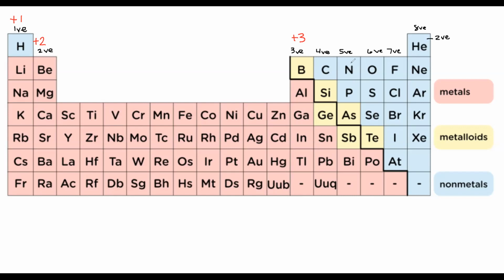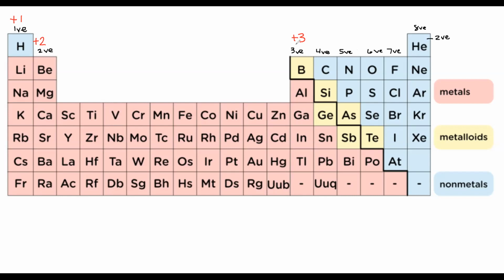Now let's think about our nonmetals, which really kind of take hold in group 15. We know nonmetals are really good at stealing electrons. So we know nitrogen and phosphorus are very likely going to steal electrons from metals. But how many are they going to steal?